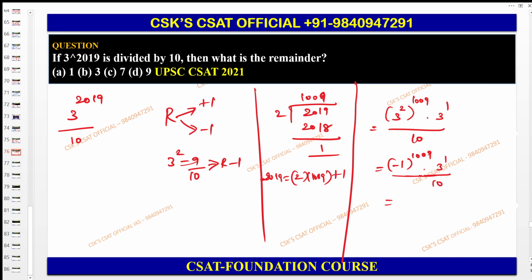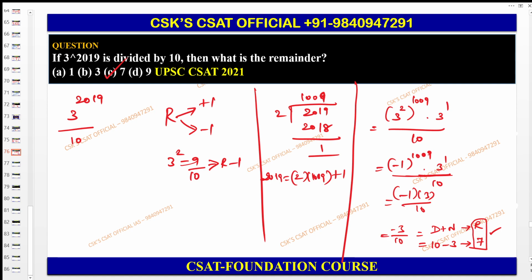Now, since it is in the product, minus 1 power an odd number is nothing but minus 1, so minus 1 into 3 by 10, which is equal to minus 3 by 10. Please remember one thing here: when the resultant is negative, the answer is denominator plus numerator, and that is the remainder. The denominator is 10, the numerator is minus 3, so the remainder is 7. So R is equal to 7. The answer is C, 7.